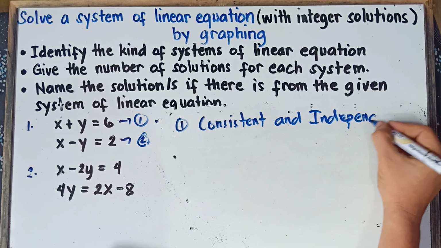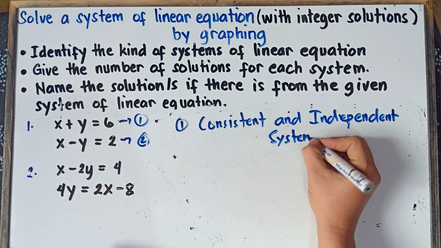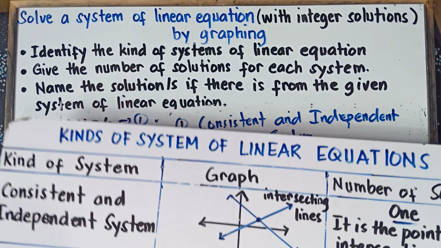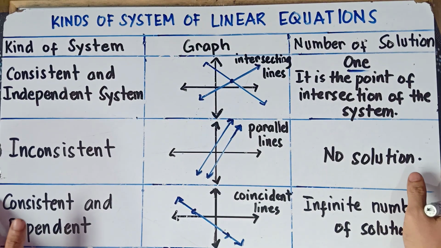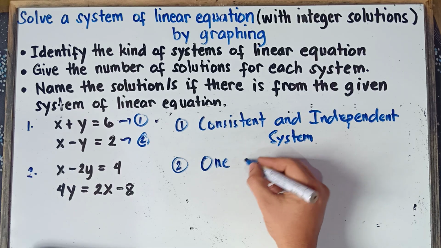Alright, we're all set. So that will be the answer for question number 1. Alright, so question number 2, give the number of solutions for each system. So the number of solutions, that would be 1. Only one solution.